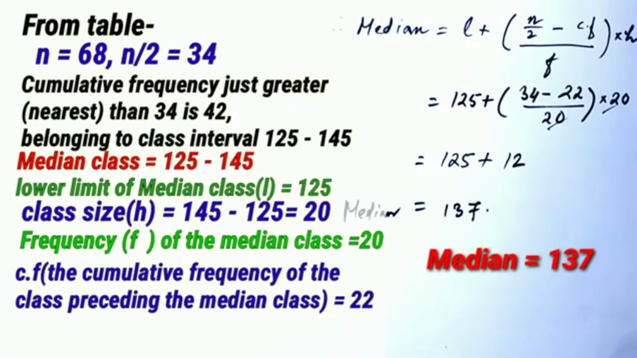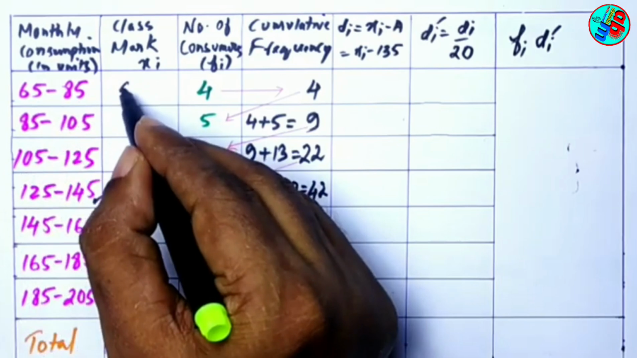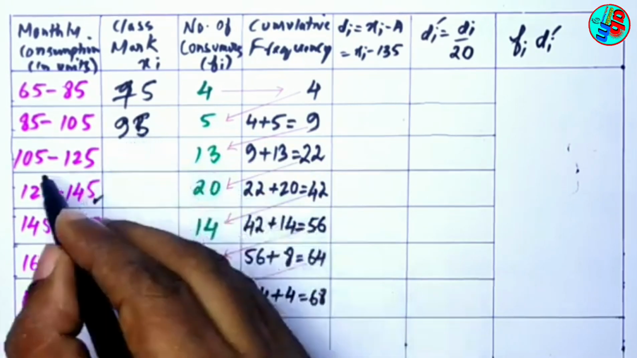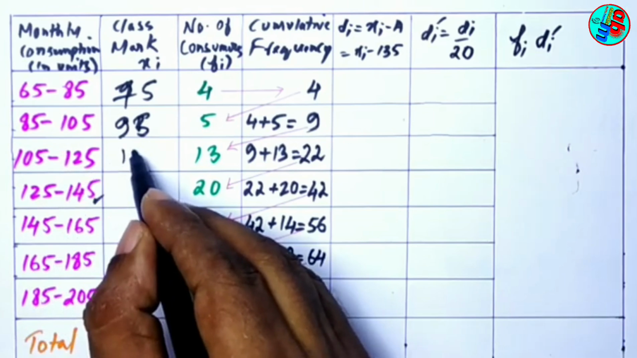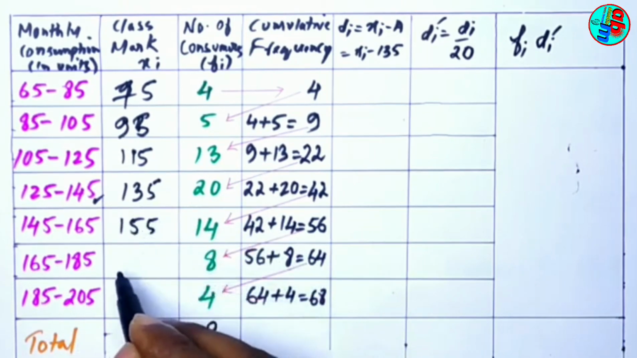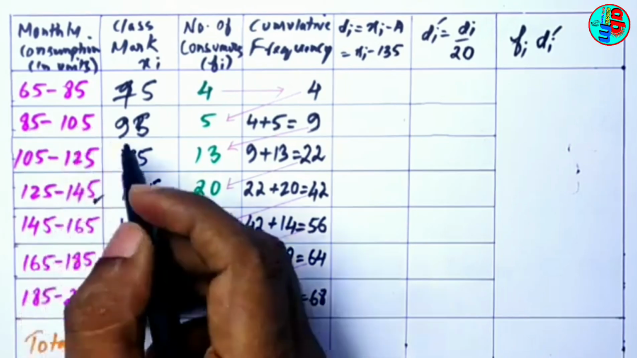Now let us calculate the mean. For mean we add these two and divide it by 2 to get 75. This will be 95. This will be 115. 135. This will be 155. 175, and this will be 195. We add these two and divide it by 2.